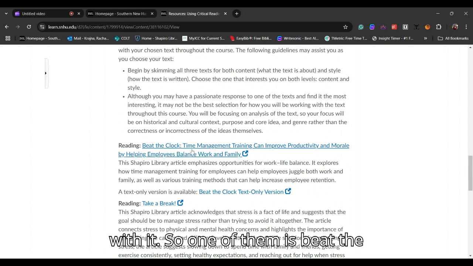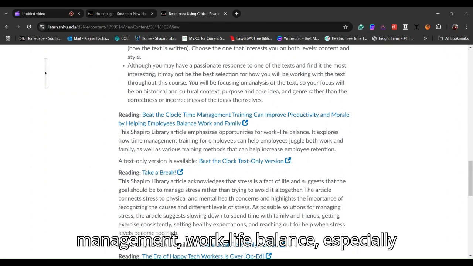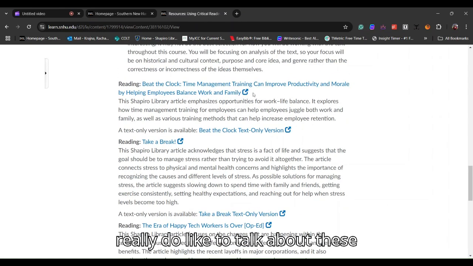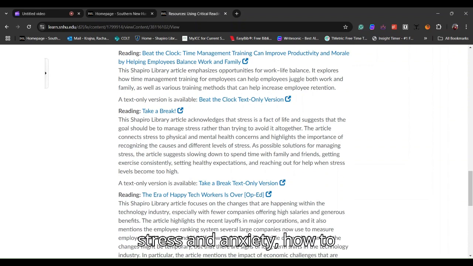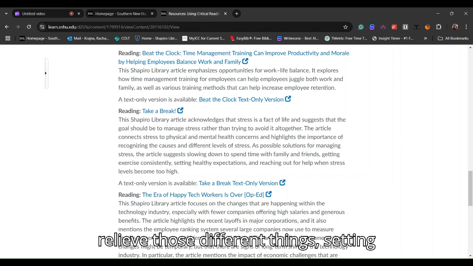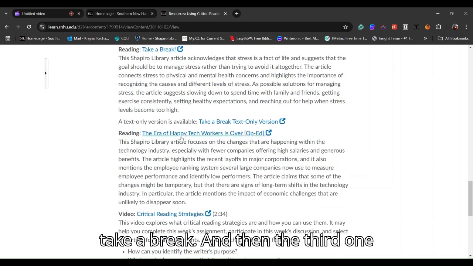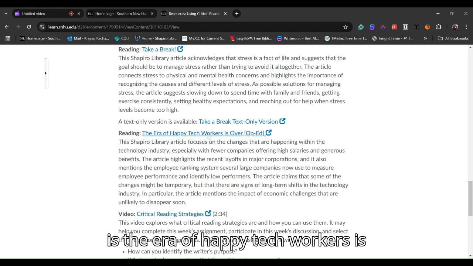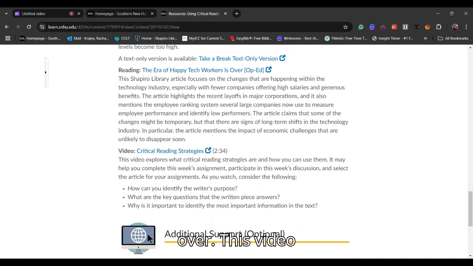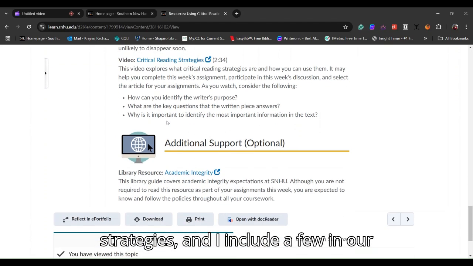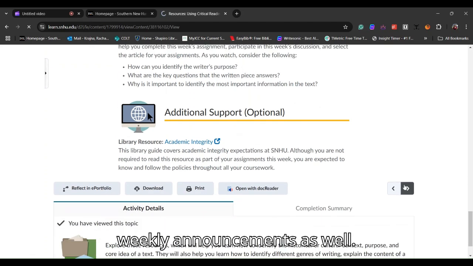So one of them is Beat the Clock. One of them is about time management, work-life balance, especially in the time of COVID and the pandemic. We really do like to talk about these things. The second one is about stress and anxiety, how to relieve those different things, setting healthy expectations. That one is Take a Break. And then the third one is The Era of Happy Tech Workers is Over. This video is great too for critical reading strategies, and I include a few in our weekly announcements as well.